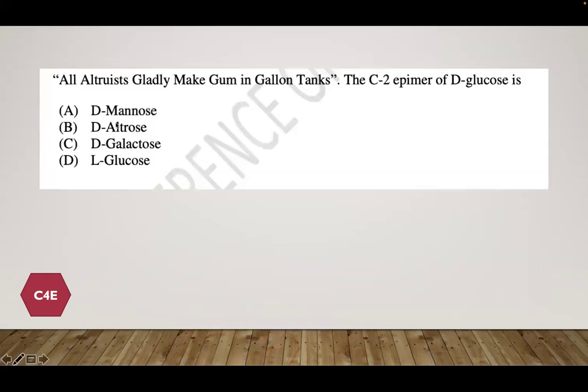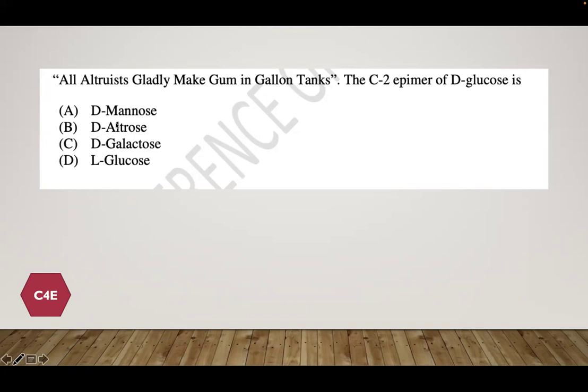Now to our next question. This is a very fun question. I was very glad to see that this type of question is being asked. So all altruists gladly make gum in gallon tanks. The C2 epimer of D-glucose is. For that, you need to have an understanding of what an epimer is.